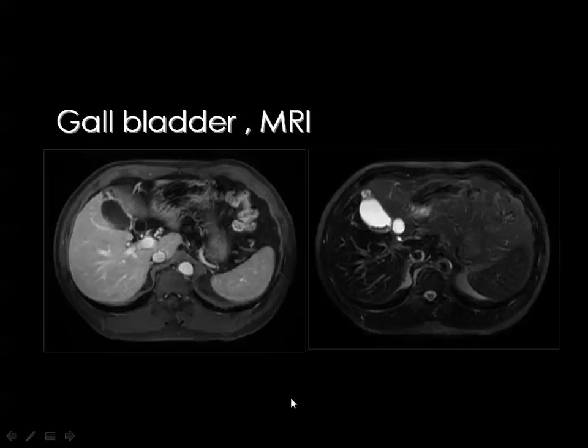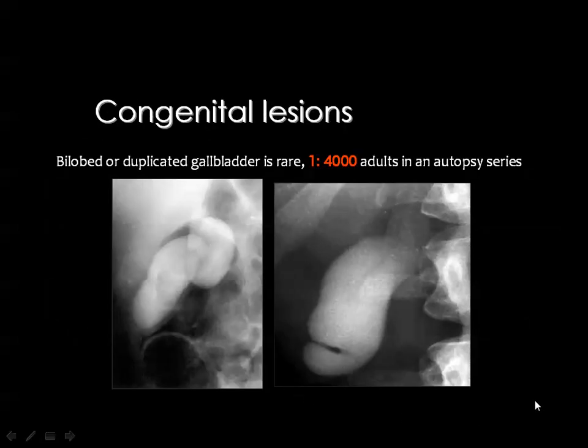And this is MRI of the gallbladder, and of course you know that the contents of the gallbladder will be of low signal in the T1 and high signal in the T2 weighted images. These are some of the congenital lesions that we can see in clinical practice. This is a common abnormality, which is just a septum or a band in the region of the fundus of the gallbladder.